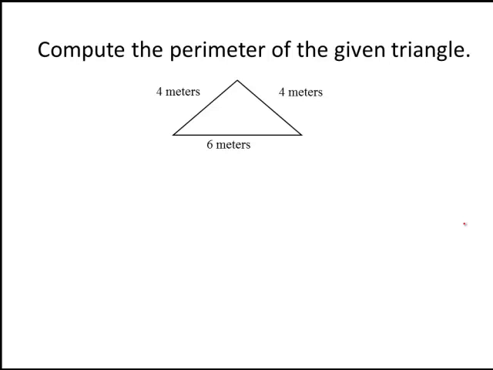Compute the perimeter of the given triangle. Remember that perimeter is distance around, and we find the perimeter of a figure by adding up the sides. For this triangle, the perimeter is 4 plus 6 plus 4, which is equal to 14 meters.